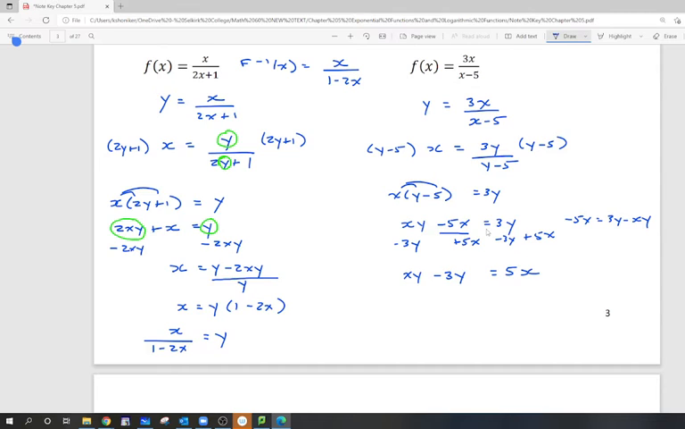Okay, so now I've put my y terms on one side, and now I'm going to greatest common factor out the y. So I'd be left with y times x minus 3 is equal to 5x, and then I'm going to divide. y equals 5x divided by x minus 3. And then I would write it in function notation. So the inverse function of x is 5x over x minus 3.